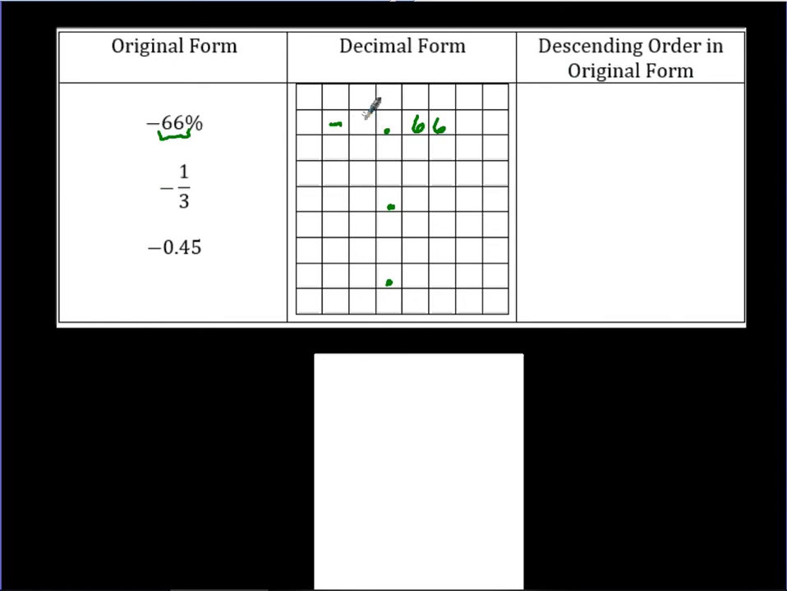All right, there we go, a little bit better.